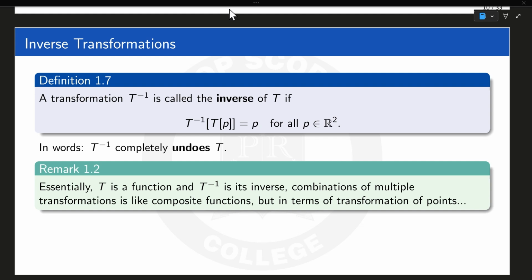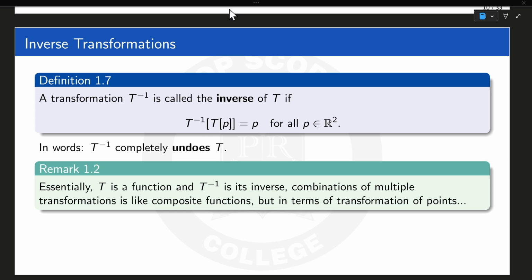Now that we know exactly what the formula is for each type of transformation, let's consider their inverses. What's an inverse transformation? An inverse transformation, T inverse, is called the inverse of T if T inverse of T of P is P. In other words, T inverse completely undoes T. T is a mapping between some points to another set of points, and T inverse is its inverse.